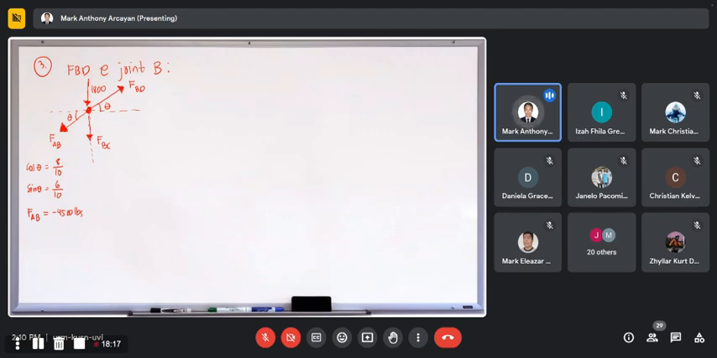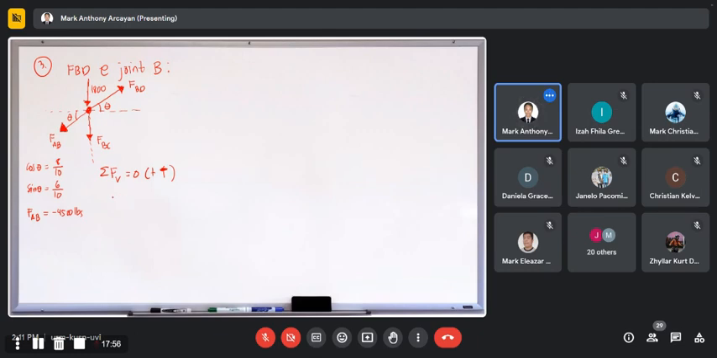But if you don't correct it, well, stick to your original answer, that's negative 4,500 pounds. So after this one, perform summation of forces. Summation of forces along vertical is equal to 0. So positive if upward.